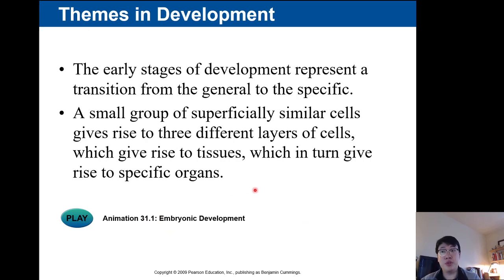So in the early stages of development, it goes from general to specific tasks. A small group of superficially similar cells give rise to three different layers of cells, which give rise to tissues, and then give rise to organs. Again, we go from a general development, and then as we become more and more complex, we need to assign specific roles. It's like me opening up a lemonade stand.